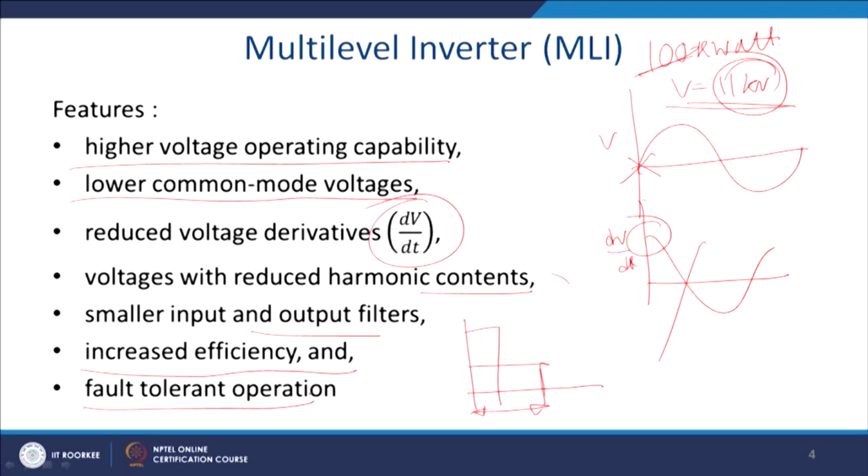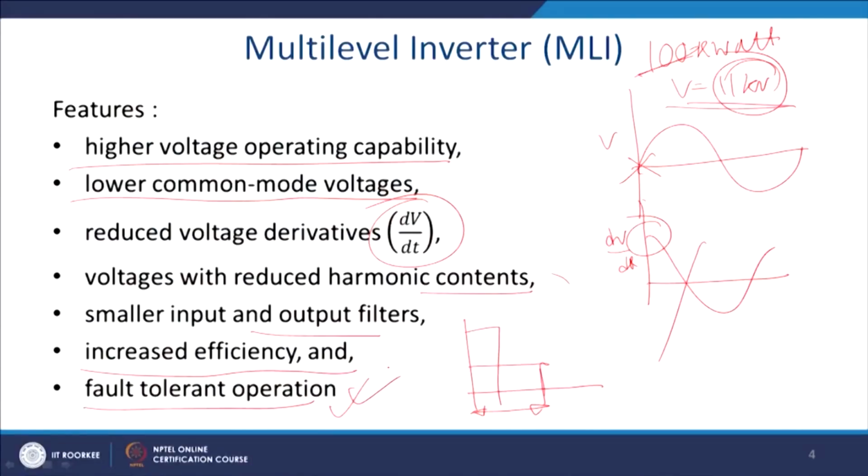Mostly it is a feature of the capacitor clamp inverter; we can find redundancy. If some switch is not working, that particular voltage can be generated using combinations of the other switches. So, that is the redundancy or fault tolerant capacity that can be incorporated into the multi-level inverter. So, these are a few features of the multi-level inverter.